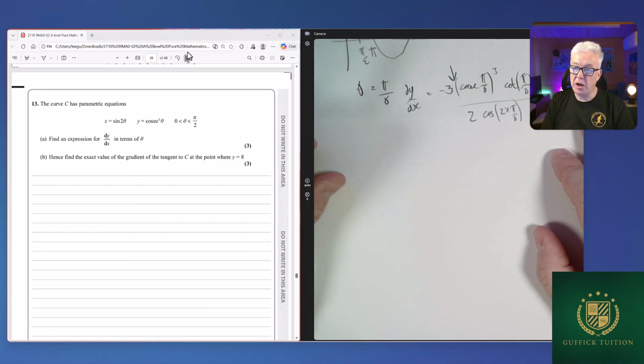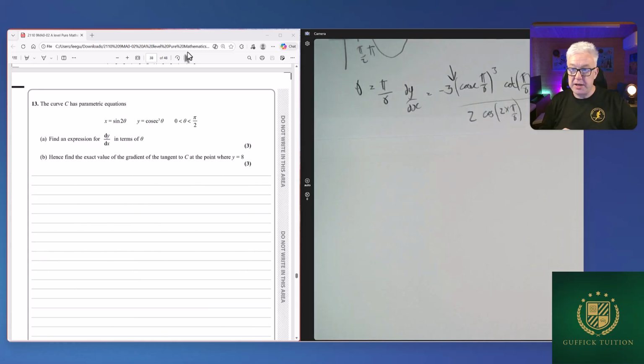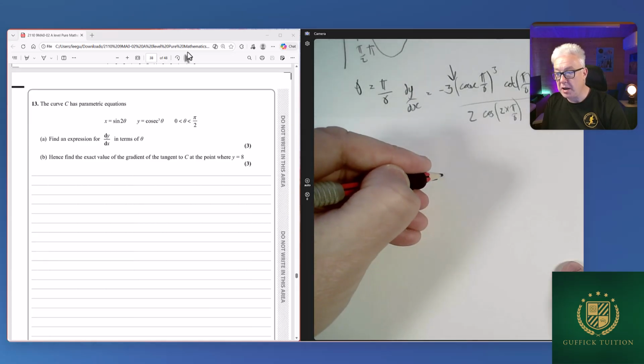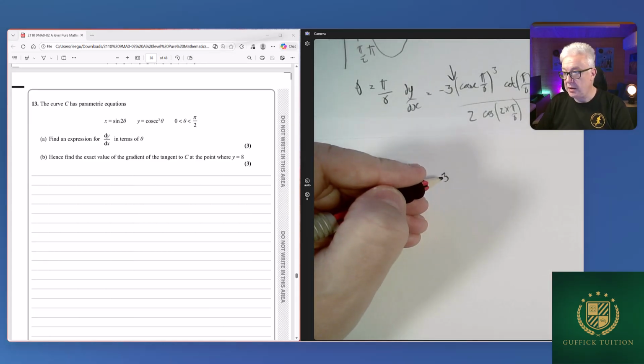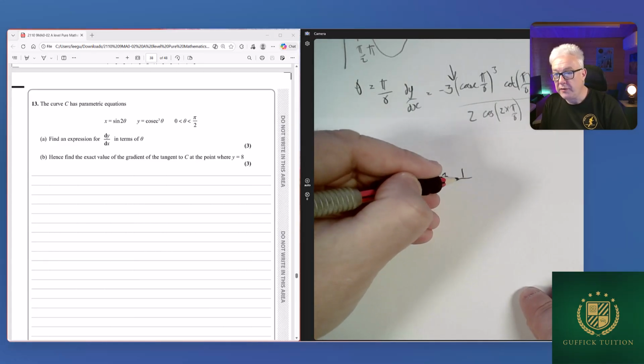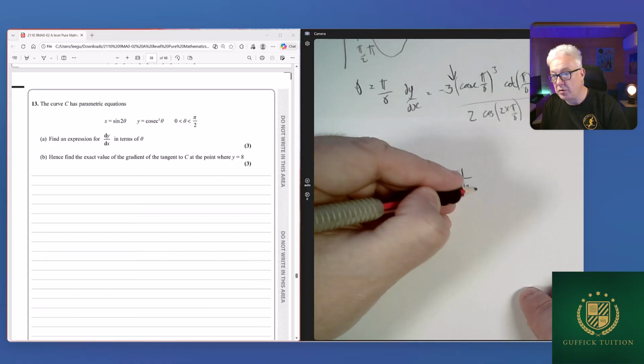Right, so first of all, cosec pi over 6. So that is going to be 1 over sine of pi over 6. So let's do sine of pi over 6. And sine of pi over 6 is a half. Okay, so we've got minus 3 times by 1 over a half all cubed.